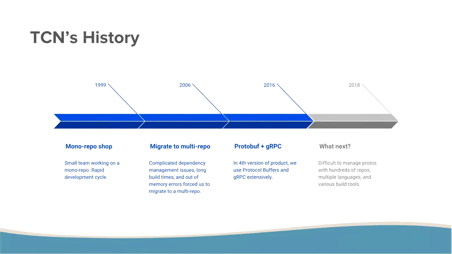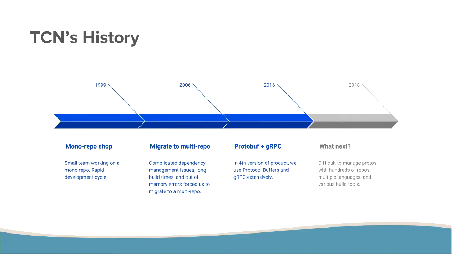TCN started out with a monorepo in 1999. We had a small team, a rapid development cycle, and the monorepo worked wonderfully for us for a few years. Our code base grew, and we started facing complicated dependency management issues, long build times, and out-of-memory errors, which forced us to migrate to multiple repositories. In 2016, we adopted Protobuf and gRPC for the 4th version of our product.